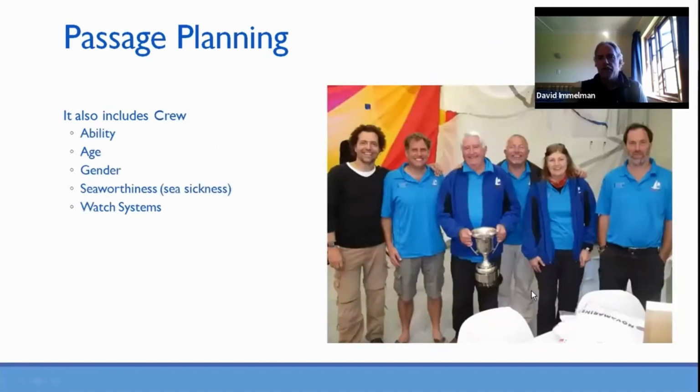And then the crew, who are you taking with you? That's also part of your plan. The ability of your crew, the age. Have you got a 12-year-old, a 10-year-old on board? The gender, okay? Have you got all boys, or do you need to make sure you've got facilities for girls? The seaworthiness of your crew. Are they liable to suffer from seasickness? And then watch systems. What are you going to do with your crew once they're on board? These are all things that go into a passage plan.